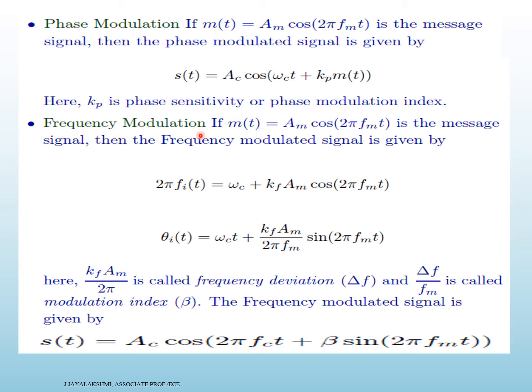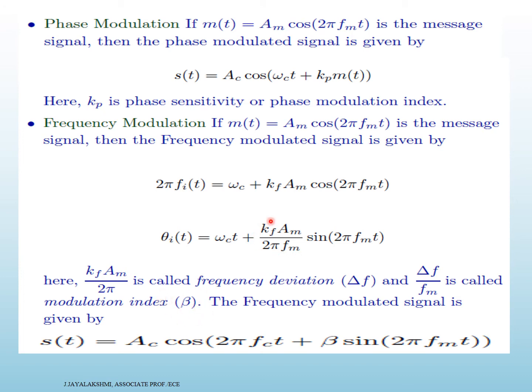Similarly, for the frequency modulated signal, we also have the baseband signal. You can see that the amplitude is maintained constant and the phase is fixed, and here you have the frequency alone varying with respect to the carrier frequency. The frequency deviation, how much the change is going to be, del f, is given by kf into Am by 2 pi. It depends upon Am, the amplitude of the modulating signal, and del f by fm is called the modulation index, denoted as beta.